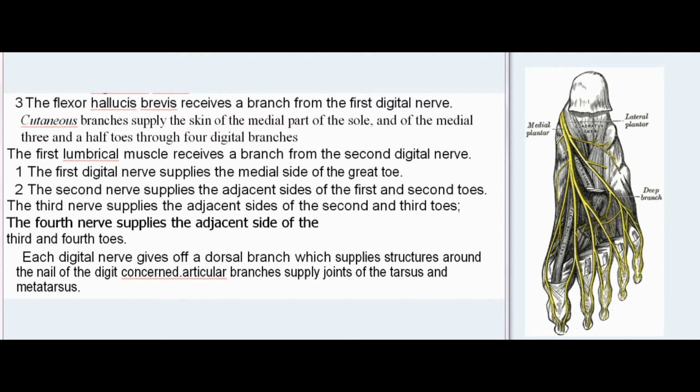1. The first digital nerve supplies the medial side of the great toe. 2. The second nerve supplies the adjacent sides of the first and second toes. The third nerve supplies the adjacent sides of the second and third toes.